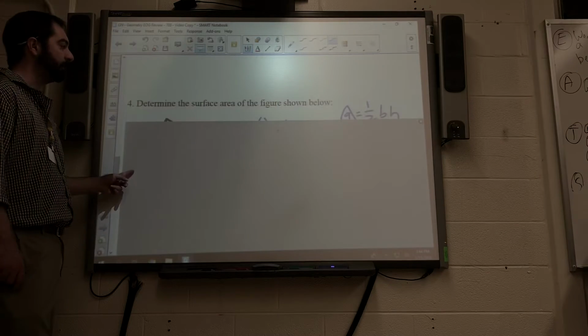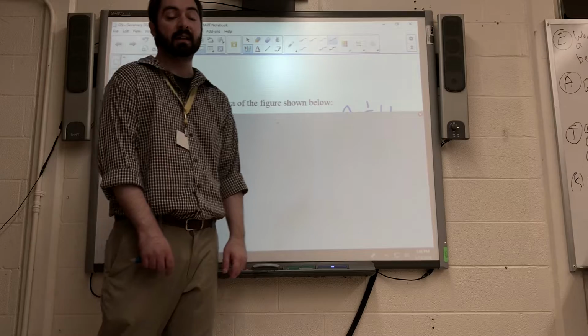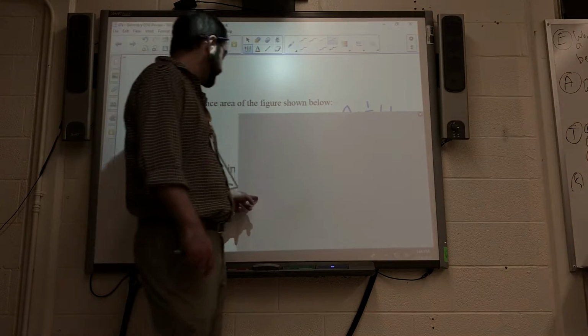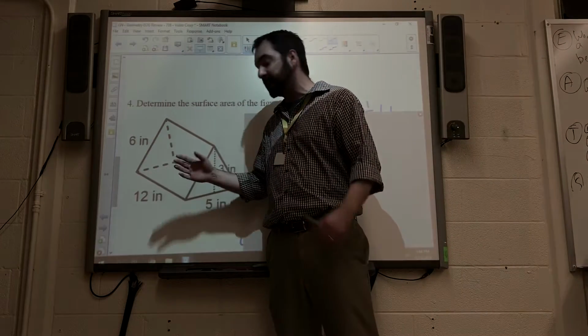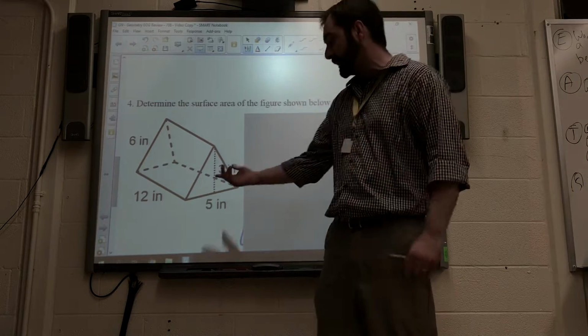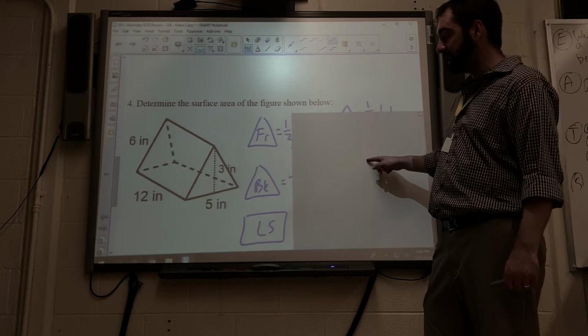And last one, number 4, determine the surface area of the figure below. Again, first thing we want to do is break this shape apart. Today we're dealing with a triangular prism. It has 2 triangles in the front and the back. The sides that come up and touch at the top are rectangles, and it's also sitting on a base of a rectangle. So, first thing I did was broke it apart.